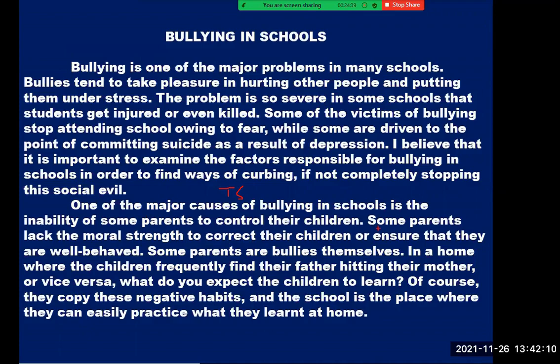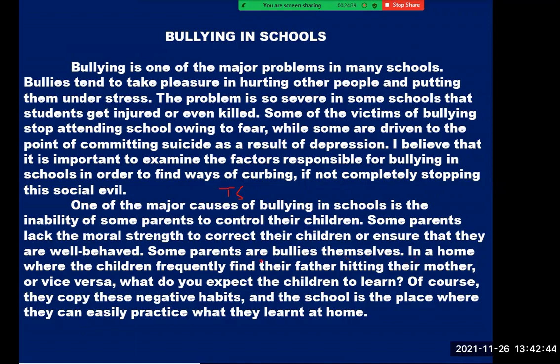Some parents lack the moral strength to correct their children or ensure that they are well behaved. Some parents are bullies themselves. You see, you are taking a swipe at parents this time. Not all parents anyway, but some parents who fail to correct their children and ensure they are well behaved. You are saying that this is why some children are bullies at school, and that problem persists.